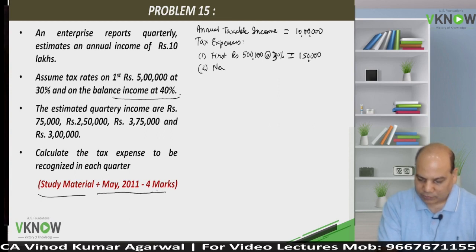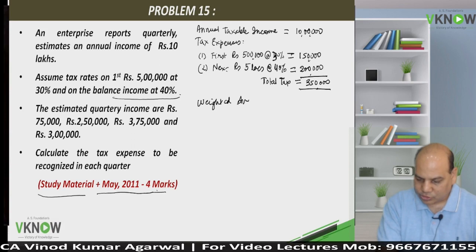Next rupees 5 lakhs at the rate of 40%, that comes to 2 lakh. So total tax expense comes to 3,50,000.